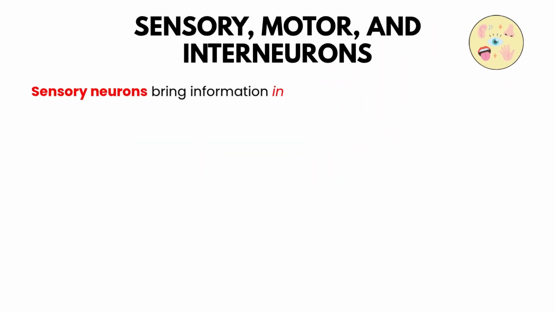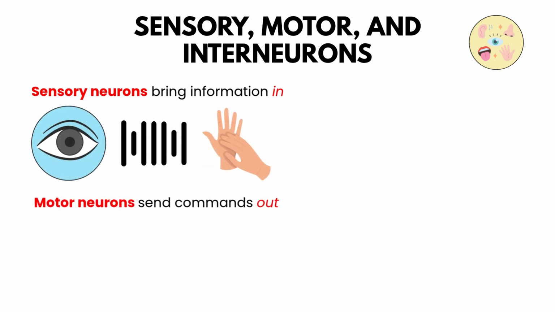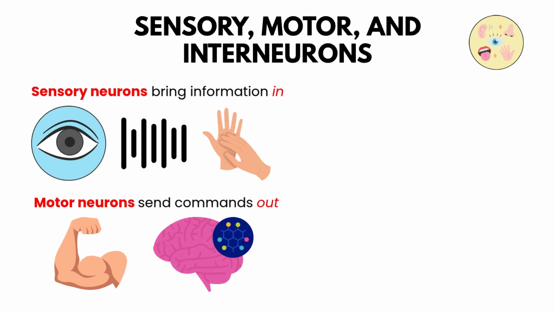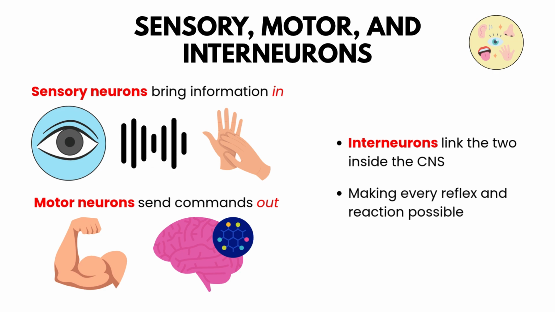Sensory, motor, and interneurons. Sensory neurons bring information in. Sight, sound, touch. Motor neurons send commands out. Move that muscle, release that hormone. And in between, interneurons link the two inside the CNS, making every reflex and reaction possible.